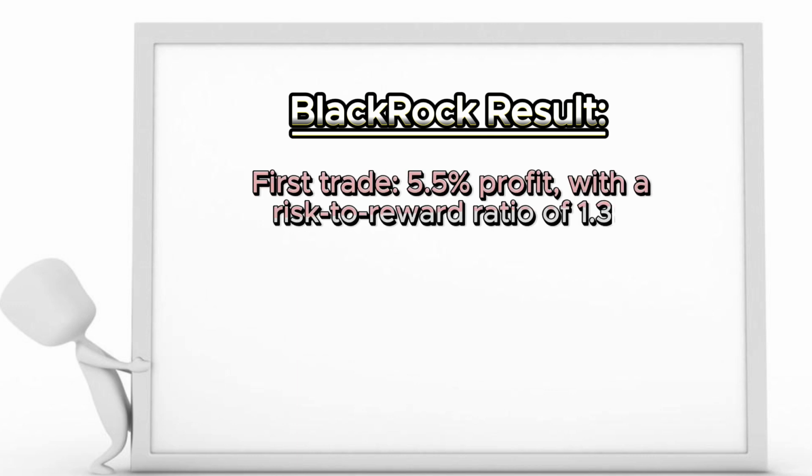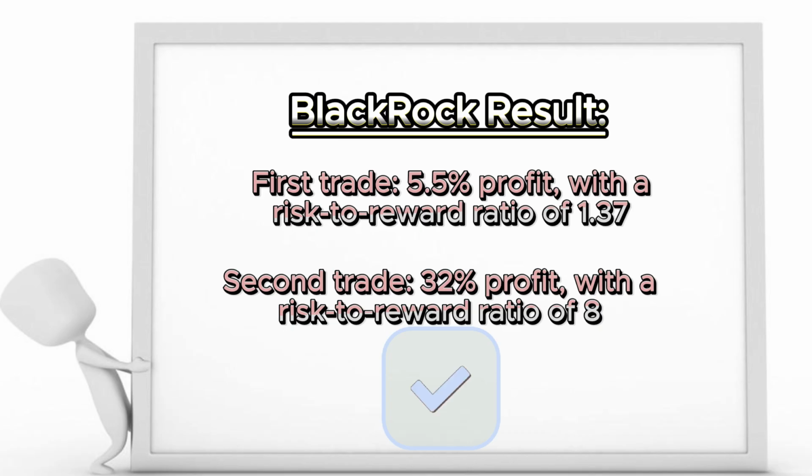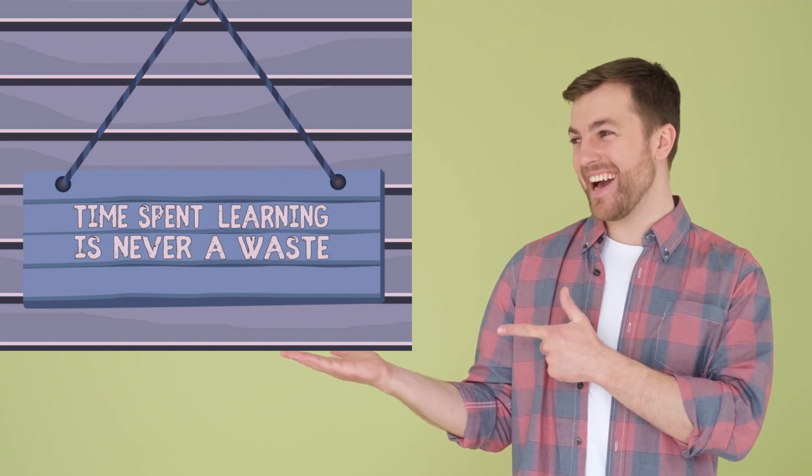So here's the end result. First trade, 5.5% profit with a risk-to-reward ratio of 1.37. Second trade, 32% profit with a risk-to-reward ratio of 8. Another successful trade. I hope these examples helped you understand how to set stop-loss levels, take profit targets, and trail stop losses.